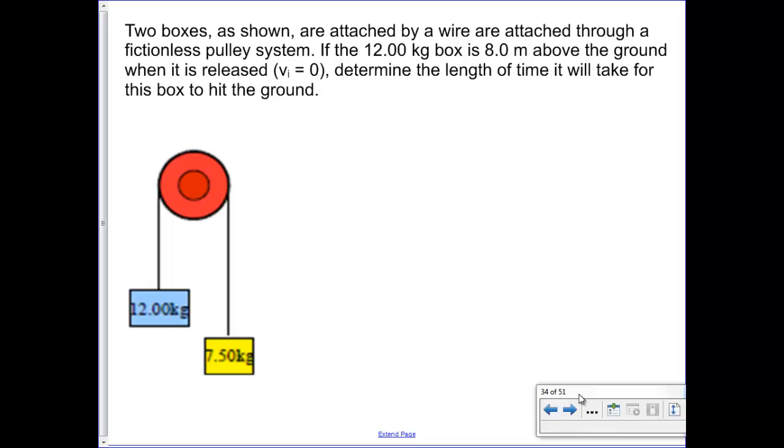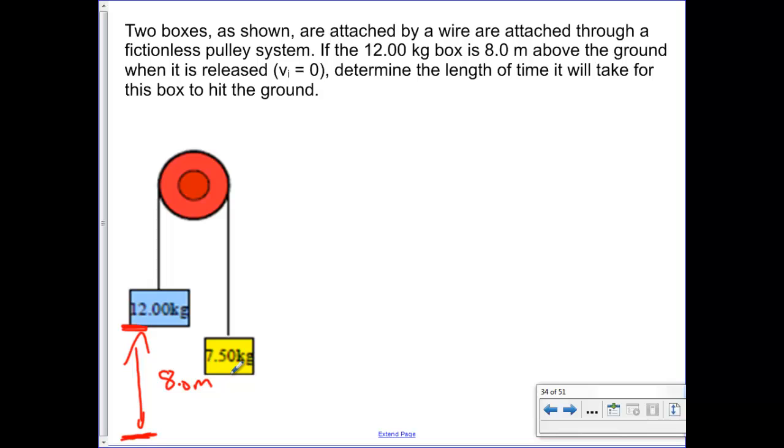Does that make sense? So our goal here, if you've read through the question, is that we're going to tell you how high the 12 kilogram box is above the ground. I'm going to tell you that it starts with an initial velocity of 0, and we're going to try to figure out the length of time it will take this box to hit the ground. We're going to combine kinematics and dynamics kind of questions together. So this distance from here to here is 8 meters. That makes sense?